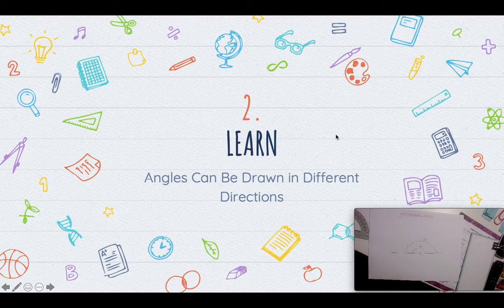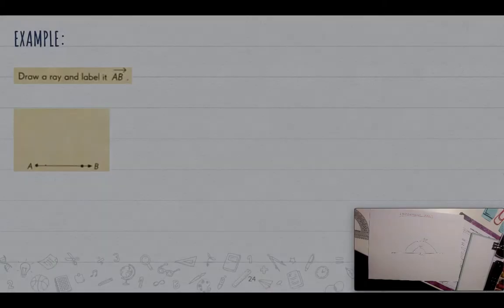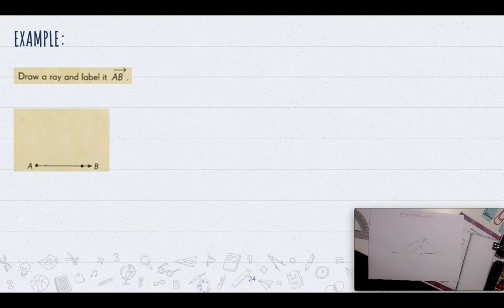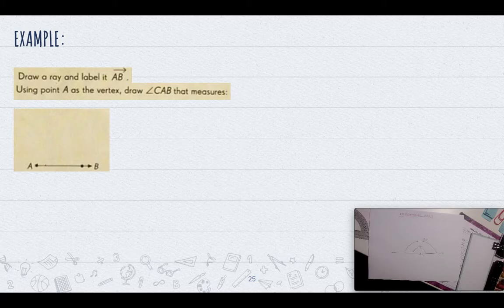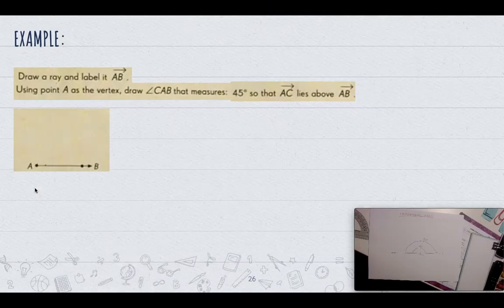All right, now let's talk about angles and drawing them in different directions. So look at this example. Let's say we had a ray and we label it AB, ray AB, like this. Okay? And you want to use point A as the vertex. So here, that will be my vertex. And we're going to draw angle CAB that measures 45 degrees so that ray AC lies above AB. Okay? So let's see what this will look like.